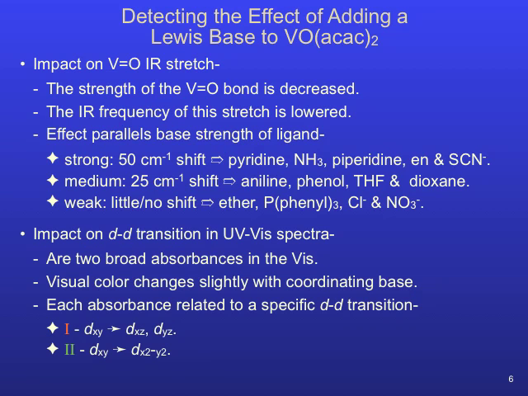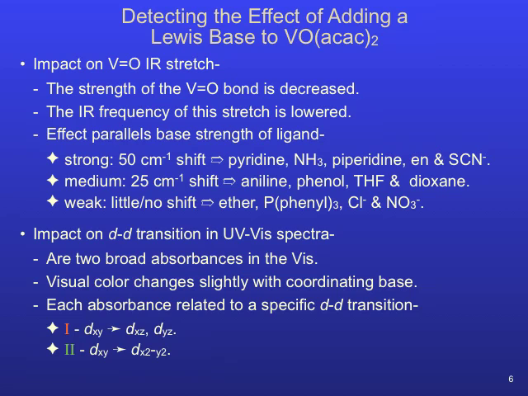There are two broad absorbances in the visible spectrum, and there is a slight visible color change when a base forms a dative bond in the 6th position of the vanadium complex. This is because the visible light energy required to excite an electron from the dxy orbital to either the degenerate dxz and dyz orbitals, or to the higher dx squared minus y squared orbital, is affected.